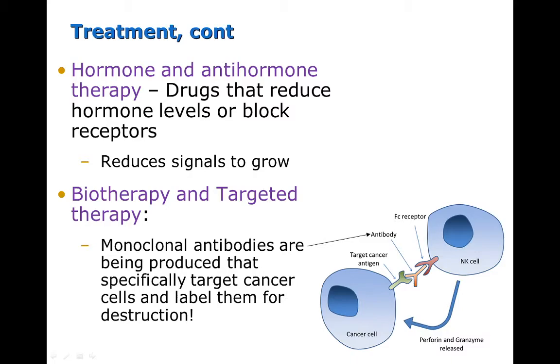Hormone and anti-hormone therapy are specific types of pharmacotherapy used to treat cancers. For example, in estrogen-positive breast cancer, women take estrogen-blocking drugs to prevent tumor growth. There are also new biotherapies and targeted therapies that use monoclonal antibodies to tag cancer cells and label them for destruction. So the antibody actually draws our natural killer cells from our own immune system to kill the cancer cell.